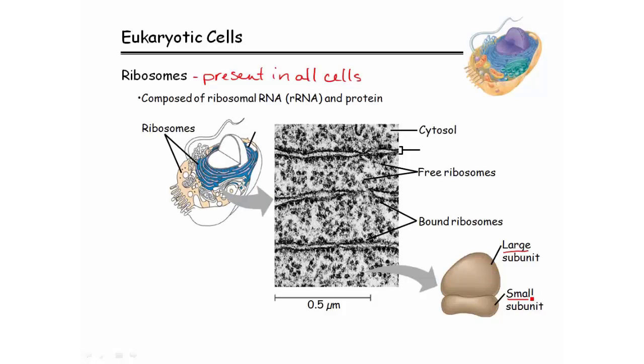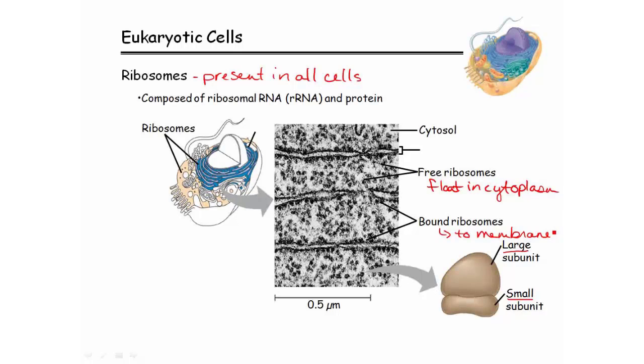So we do have 2 different locations where we do find the ribosomes. They can be what we call free ribosomes, and those are basically floating in the cytoplasm. And then we also have some ribosomes which are going to be bound ribosomes, and these are bound to membranes. Those membranes may be the nuclear envelope. We'll also have some other membranes where they'll be bound.